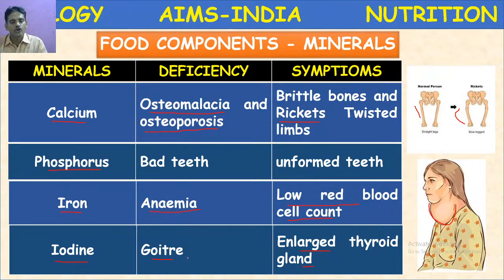That condition is called goiter. And one more condition called exophthalmic goiter, where the person's eyeballs come out, bulged out. That is also one of the symptoms of iodine deficiency. The main function of iodine is to regulate the production of thyroxine hormone; normal functioning of the thyroid gland depends upon the availability of iodine. How is iodine available? Iodine is available through the common salt we consume daily, that is iodized salt.